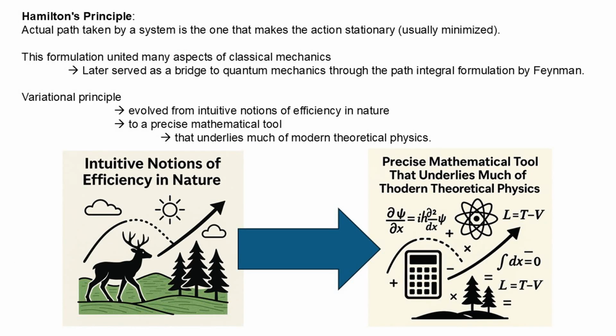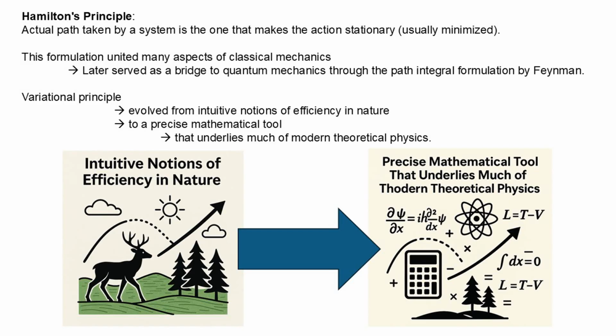Hamilton's principle asserts that the actual path taken by a physical system between two states is the one that renders the action stationary, typically minimized, offering a profound shift from force-based descriptions to a more holistic view of motion. This principle elegantly unifies diverse aspects of classical mechanics by framing dynamics through the calculus of variations, where the action, defined as the integral of the Lagrangian over time, governs the system's evolution.